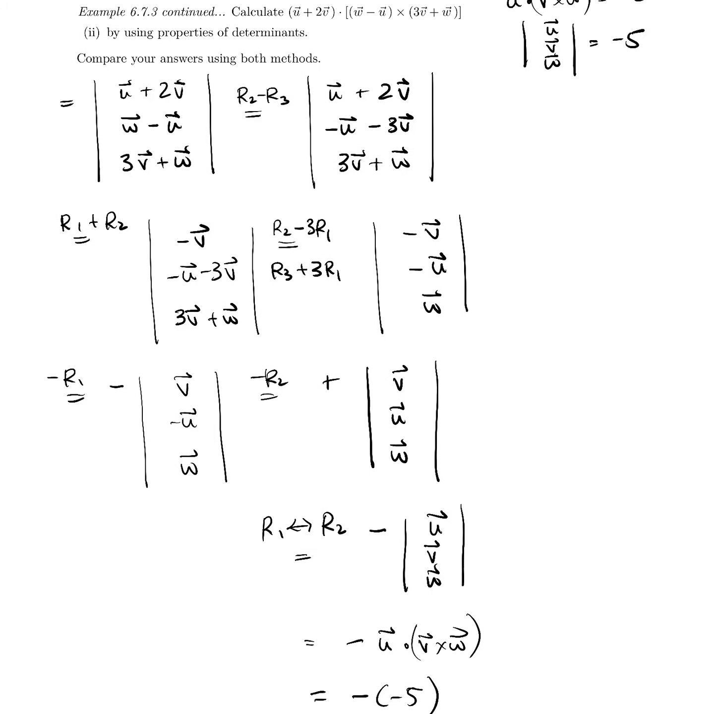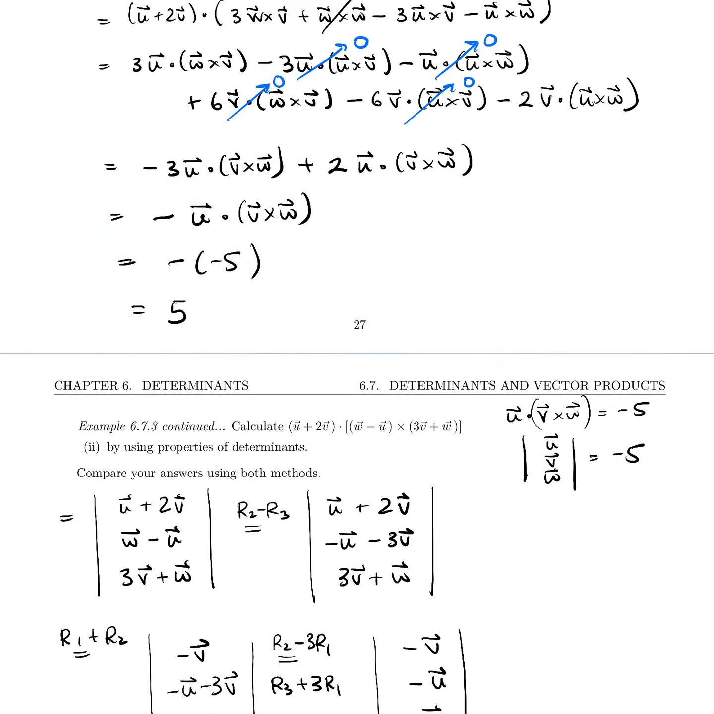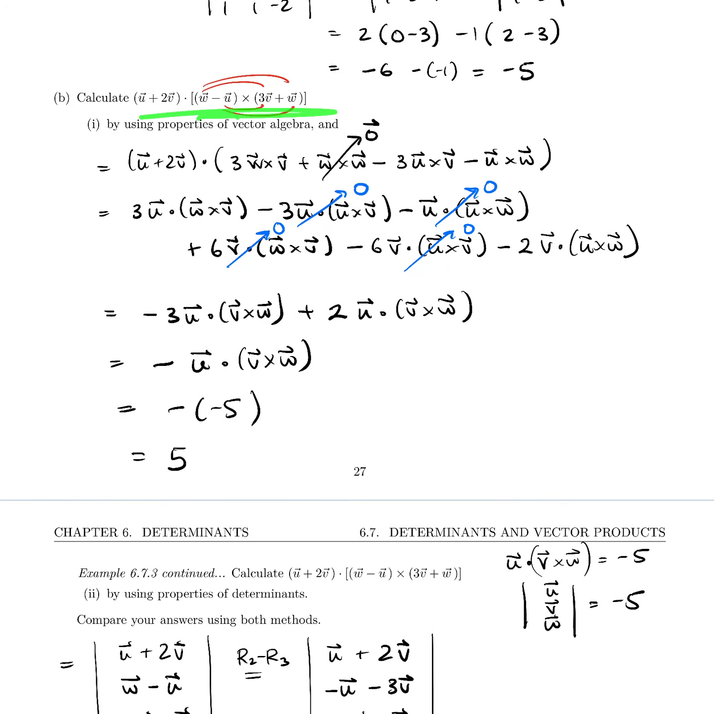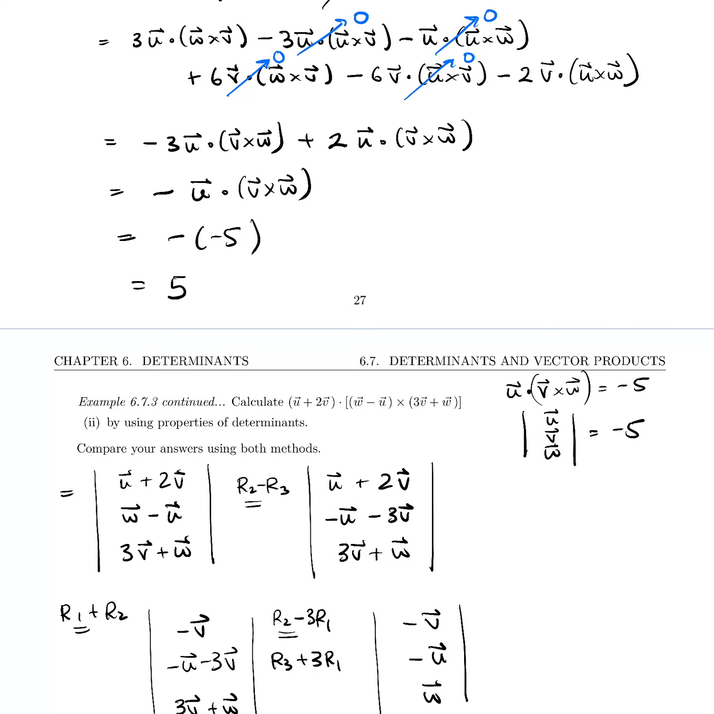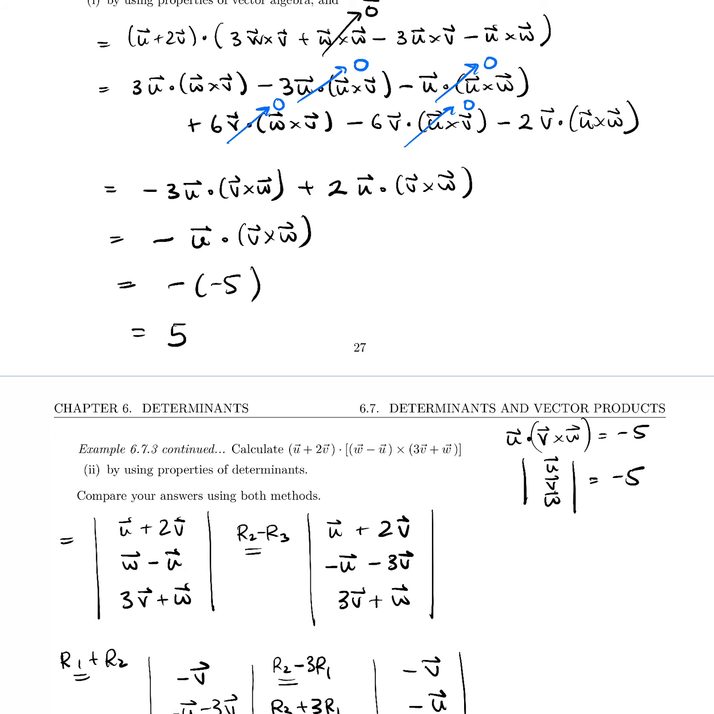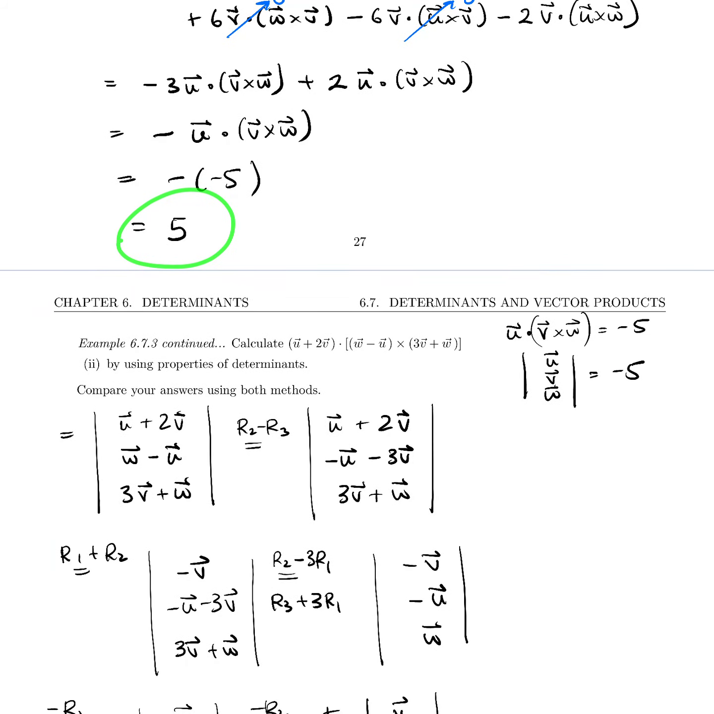So either way you slice it, whether you use the properties of determinants or vector algebra, I'm not sure which one is shorter. They both have their charms, but we get 5 as the value of this expression.